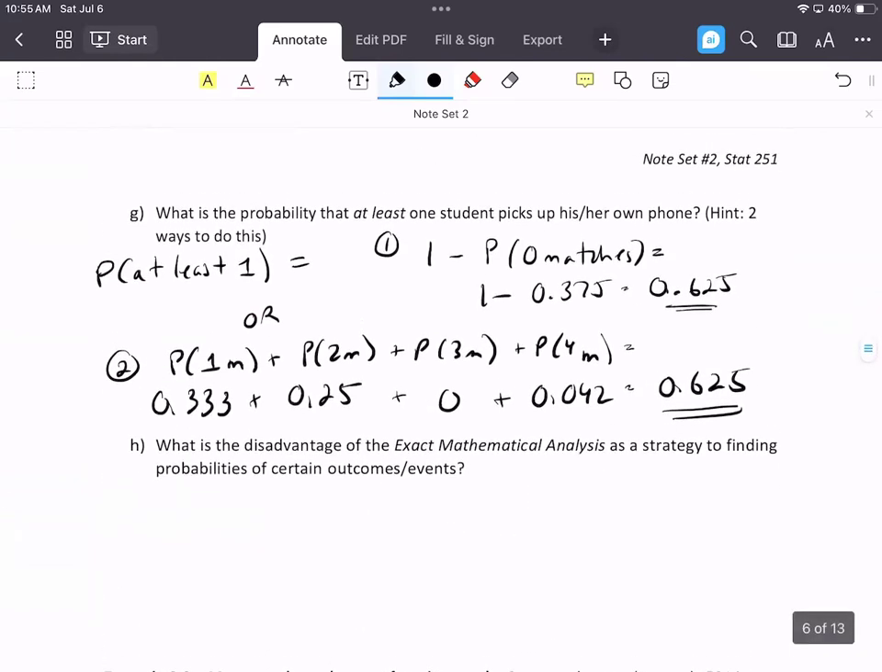Finally, what is the disadvantage of the exact mathematical analysis as a strategy for defining probabilities of certain outcomes or events? Well, it can take a lot of time to write up that sample space, but honestly, we don't always have to write out the sample space. We need the size of the sample space and how many events that we're interested in occur in that sample space. We'll be using some counting strategies, but that'll come down the road. At this point, we're going to be able to enumerate, in other words, write out the sample space.